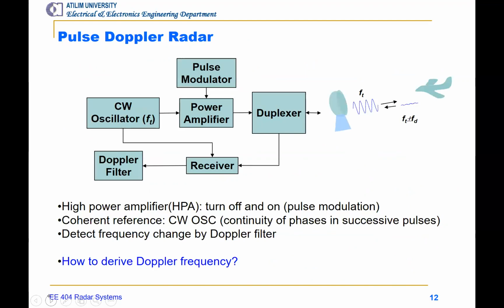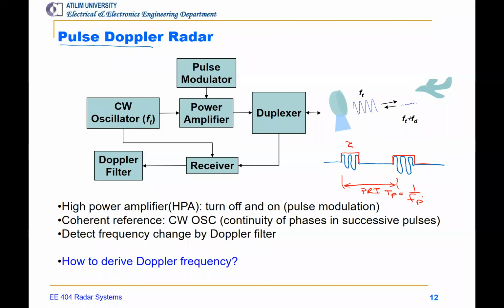Next, let's see pulse Doppler radar. This is a little bit complicated, as you can see in here. We simply transmit a sinusoid and then off, and then another sinusoid and then off. So this is a typical radar waveform that we have been using from the very beginning. We got a pulse duration here, and then the pulse repetition interval, PRI, or Tp, is 1 over PRF.